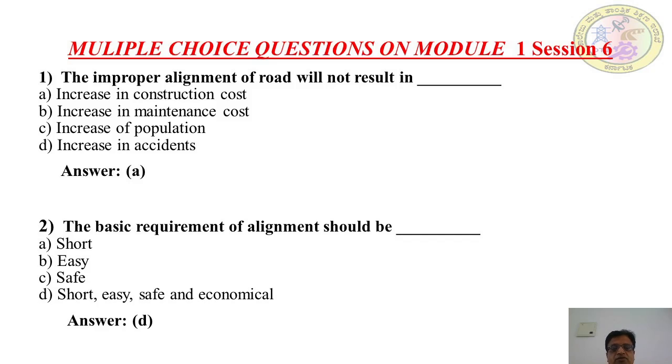The basic requirement of alignment should be short, easy, safe and economical. The answer is B. So for the first question, I have framed the two answers: the improper alignment of the road will result in increase in construction cost, maintenance cost, and increase in accident, but will not result in increase in population.